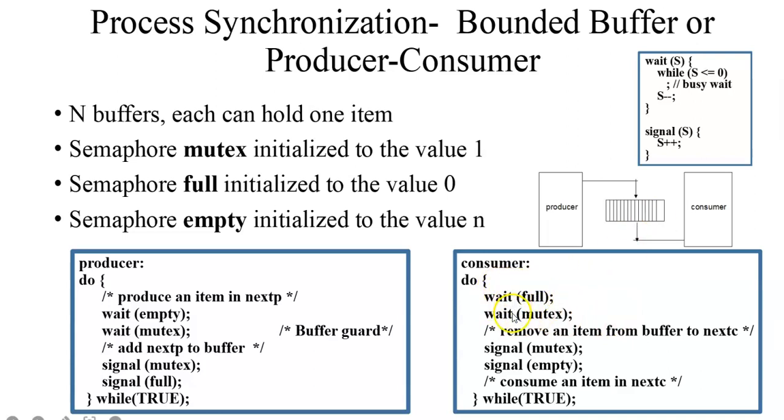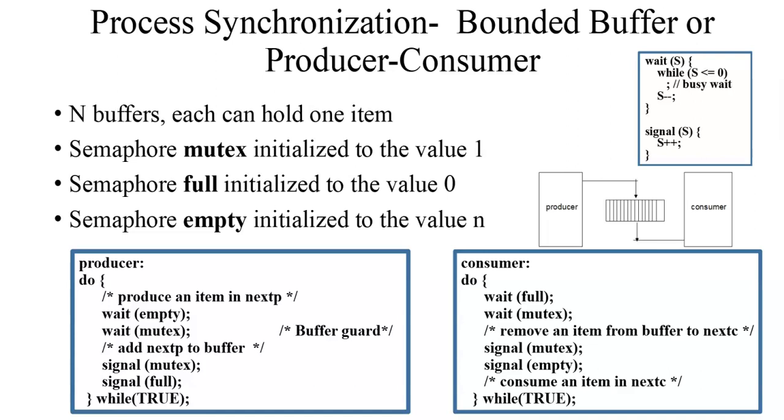So next, it has to consume or remove the item from the buffer, right? So it has to access the buffer. Hence it calls wait mutex and locks the access to the buffer. And once it removes the item from the buffer, it will call signal mutex so that other processes can access the buffer. And then what this consumer process has done is it has incremented one empty buffer.